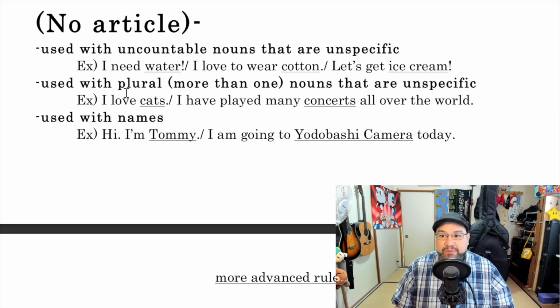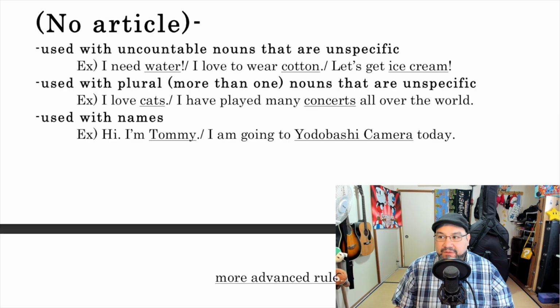It is also used with plurals. Plural means more than one, with an S. Nouns that are unspecific. So, for example, I love cats. You don't say I love a cats. You just say I love cats. I have played many concerts all over the world. Concerts. You don't need a, the, or an.